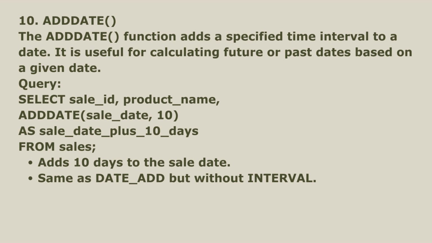Then we have ADDDATE. The ADDDATE function specifically adds an interval to the date. It calculates future dates based on the given date. So if you put the date, accordingly we need to give the parameter so that it will add the days. In the current example we are adding 10 days to the sales date. So it will give us the future date for the purpose.